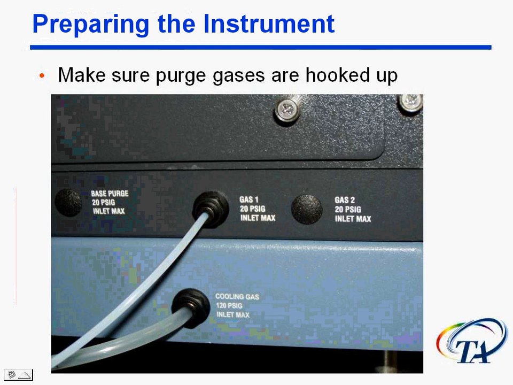Nitrogen's better. You also have a spot here for air cool. So you can hook up an air cool line here, and that's where, at the end of the run, the furnace opens up and blows air through the furnace to help cool it down.